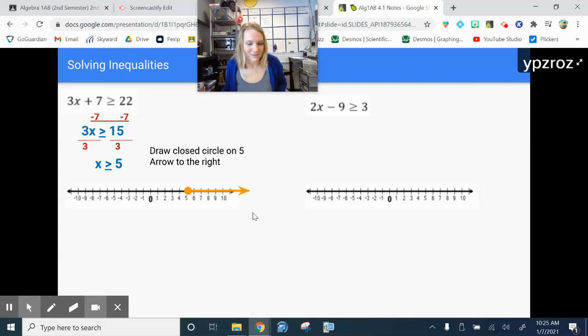So on our next one, I want to get rid of the 9. T-chart it. How do I get rid of minus 9? You add 9. Beautiful. Okay, so that's going to move my negative 9 over. I'm going to make it positive. So I'm going to combine my 3 plus 9. 2x and the greater than or equal to sign just drops down.